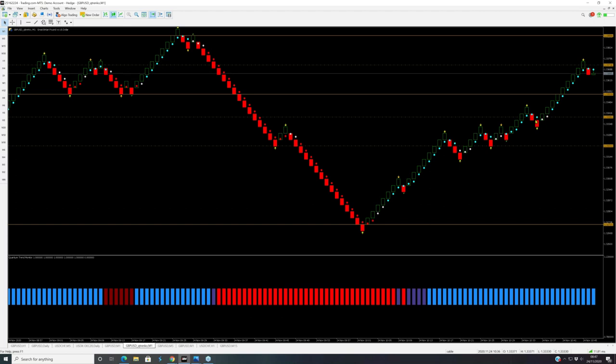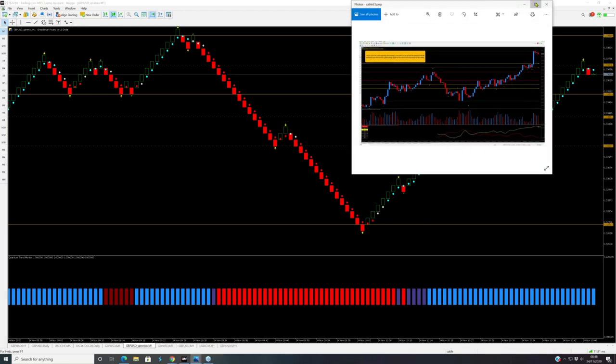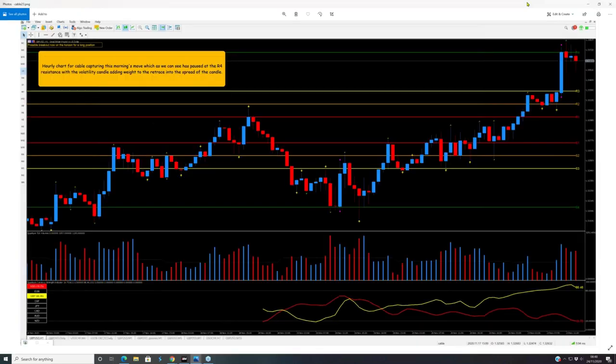Now, is this going to go higher? Yesterday with cable, it paused just as New York was opening, and looked like it was going to reverse. Then it actually popped higher. In fact, let me pull up the hourly chart. Let's have a look. This is what it looked like. This was the hourly chart for cable yesterday, and this was quite interesting. It went straight up to the R4 on a volatility candle.